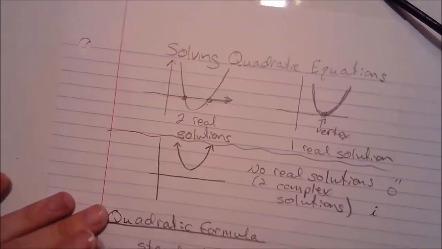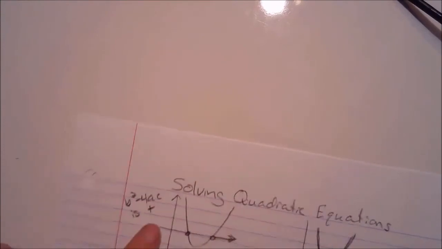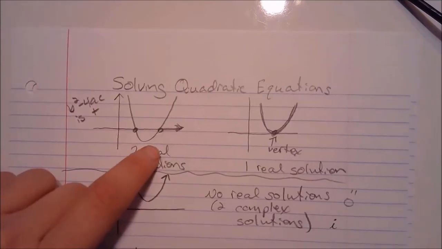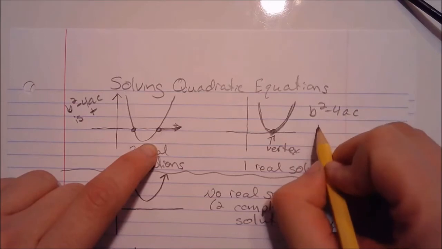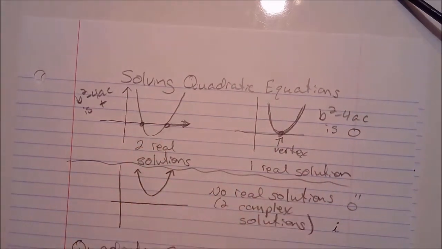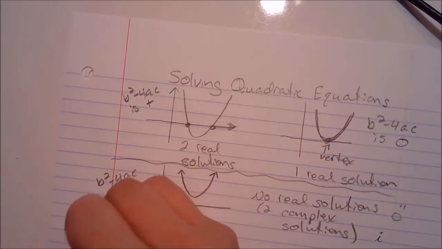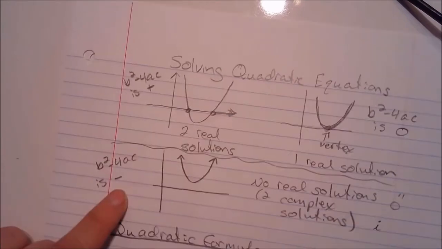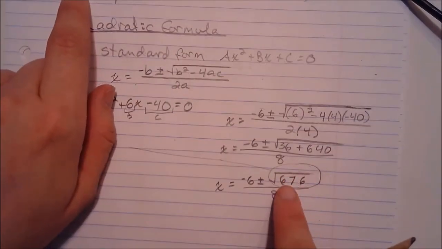So I'm going to write that up here. If this part, b squared minus 4ac, is a positive number, then you're going to have this scenario. If b squared minus 4ac is 0, then you're going to have 1 real solution. And if b squared minus 4ac is negative, of course you can't take a square root of a negative number. There's no real number that would answer that.